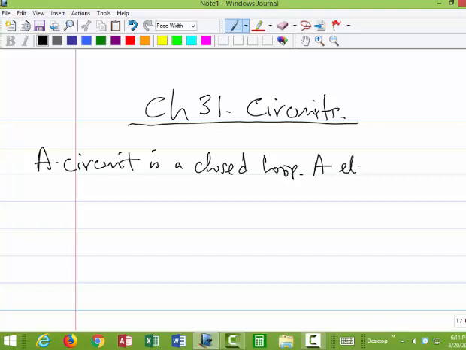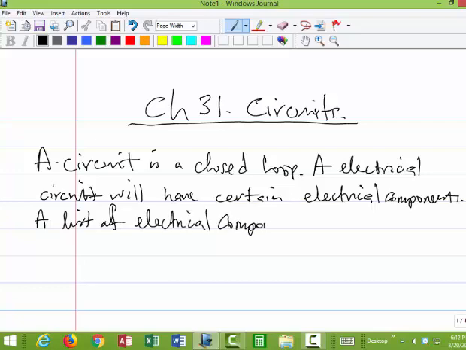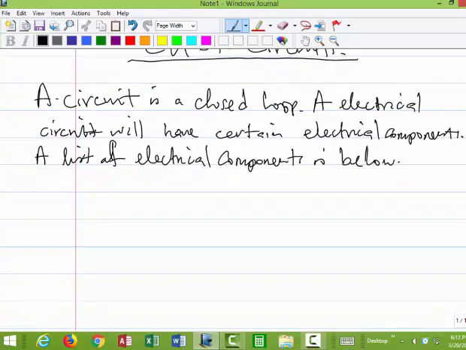And we can say an electrical circuit will have a few electrical components. And we can list a few of those components. Okay, so, list of components. For example, so these are the components.